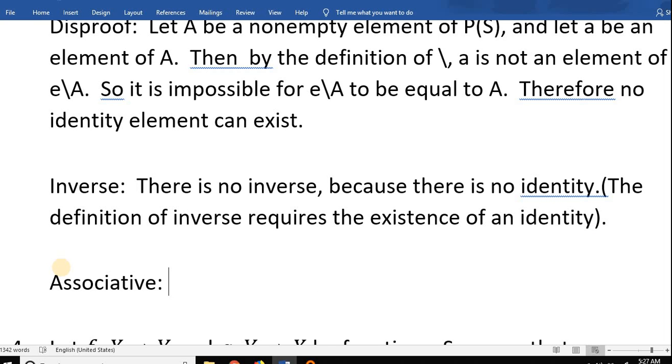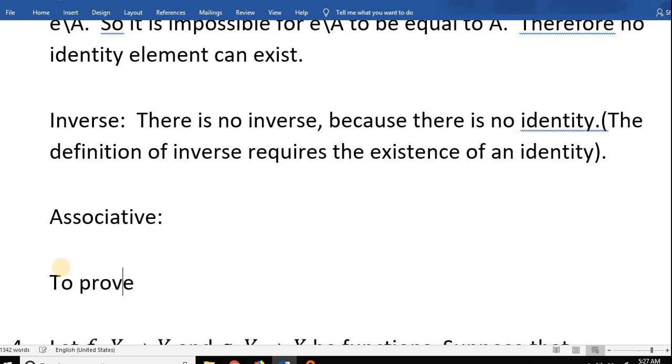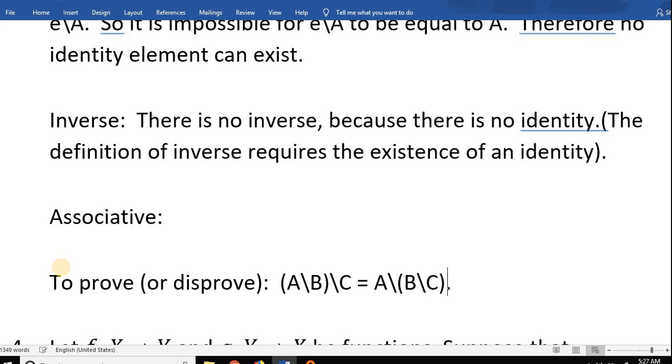All right, so finally we're with associative. And it's probably good to do an example. So let's see, let's figure out to prove. Okay. We want to show that, or to prove or disprove, A not B not C is equal to A not B not C. Right. So I think at this point it's best to just try to find an example.